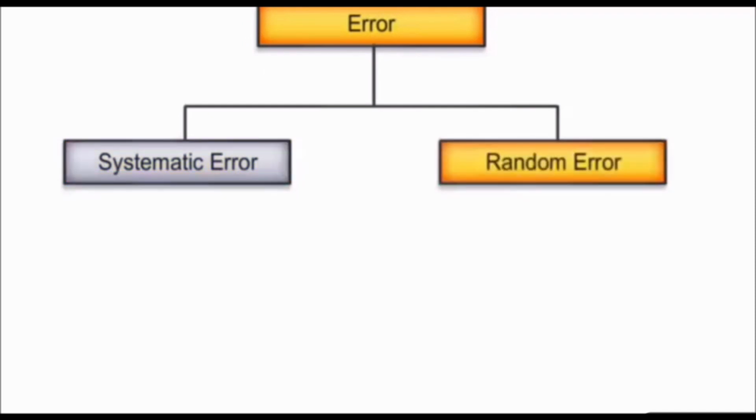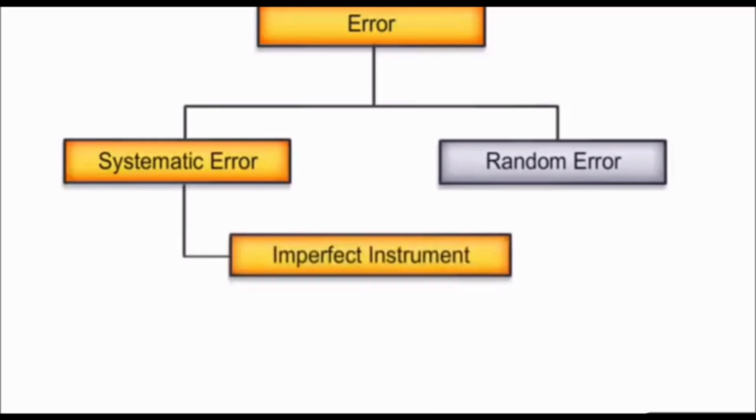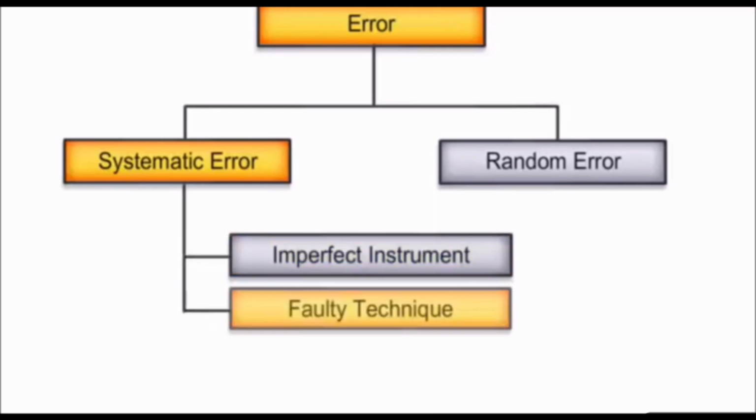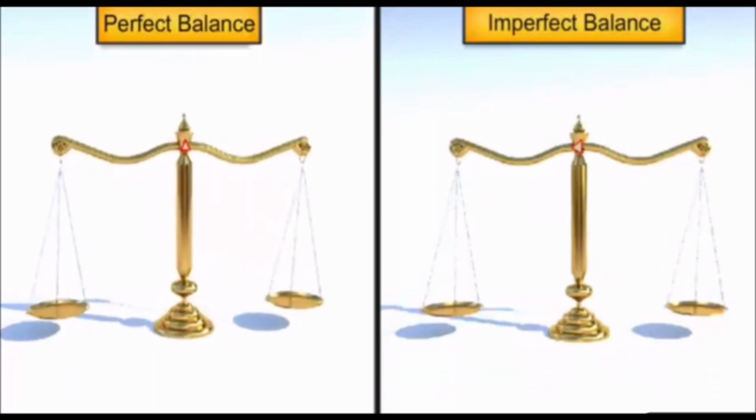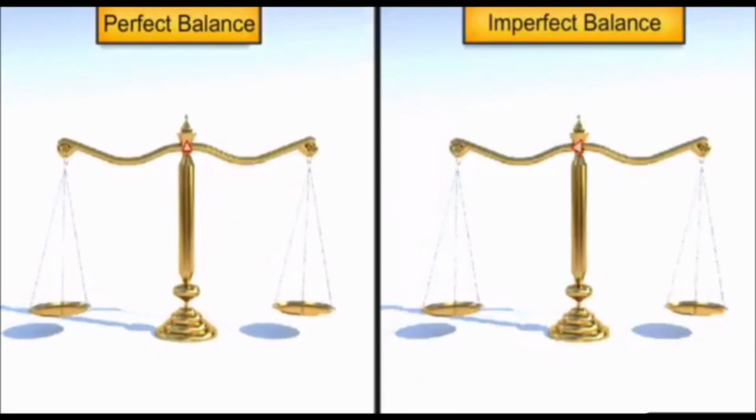Now we'll go for error. We have studied that there are 2 types of error: one is systematic error, another one is random error. Systematic error has been divided into many things, like instrumental error, personal error, imperfection in the arrangement of an experiment, and so on. We are going to see them one by one. Imperfect instrument, faulty technique, and incorrect process, everything will come under systematic error.